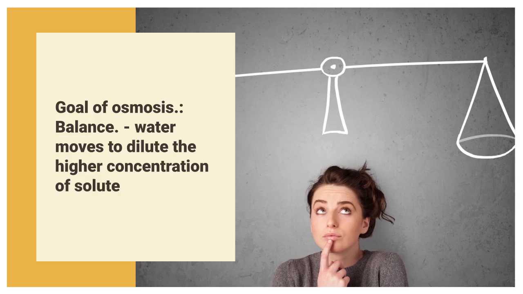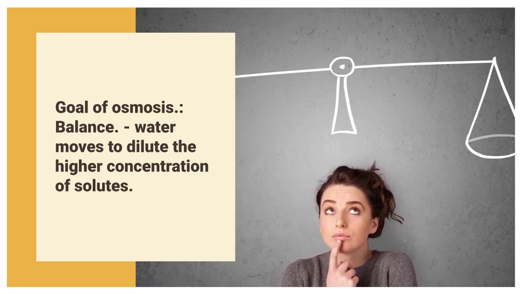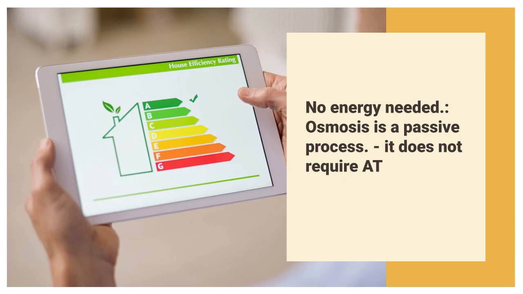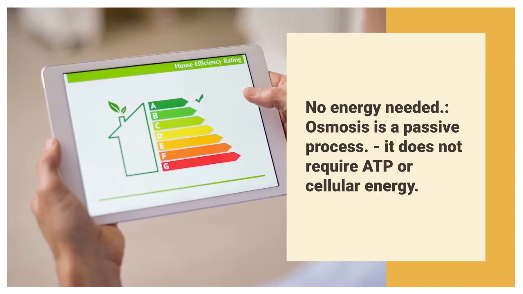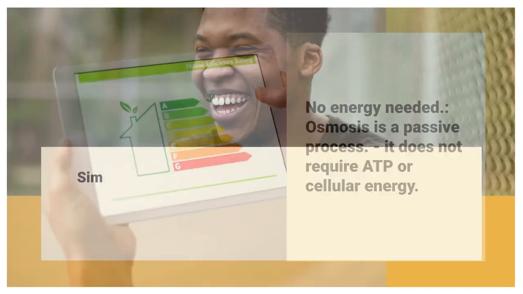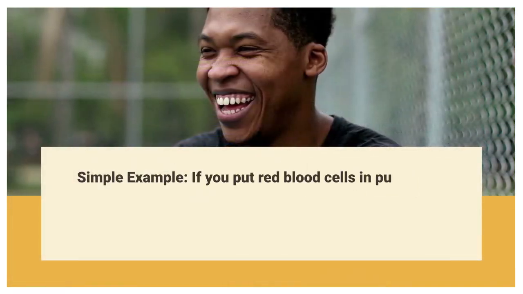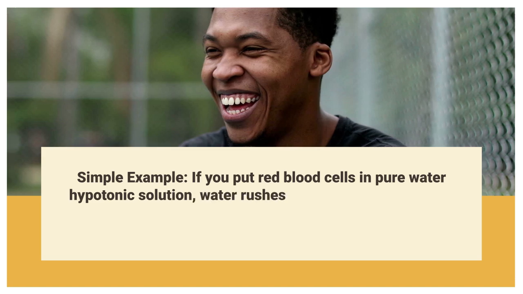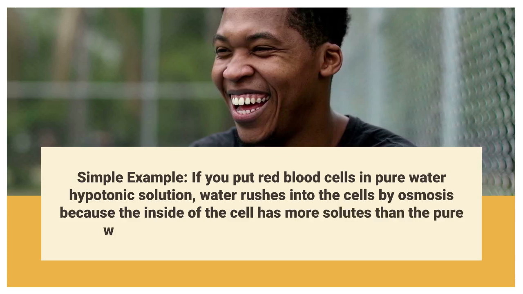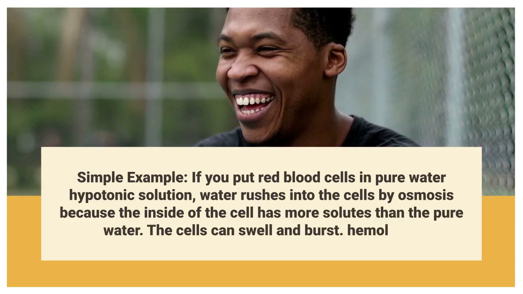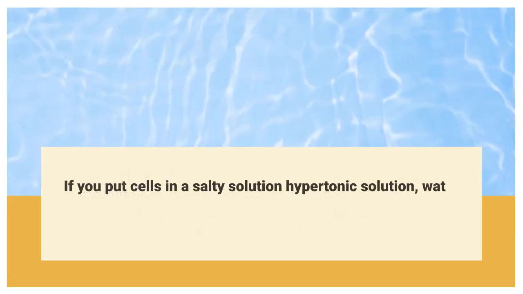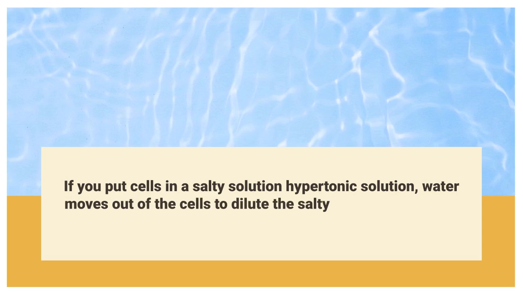The water moves to dilute the higher concentration of solutes. No energy here is needed, so it doesn't require ATP. Osmosis is a passive process, so no use of cellular energy there. So, simple example is if you put red blood cells in pure water, a hypotonic solution, water rushes into the cells by osmosis because the inside of the cell has more solutes than pure water. The cells can swell and burst.